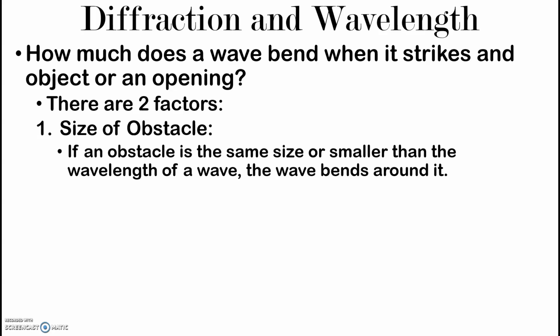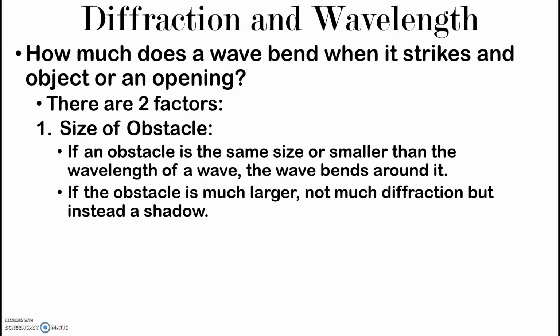So if the obstacle is the same size or smaller, the wave bends around it. If the obstacle is much larger, not much diffraction happens, but instead there's a shadow. And I have a picture that I'll show you of that shadow in a second.